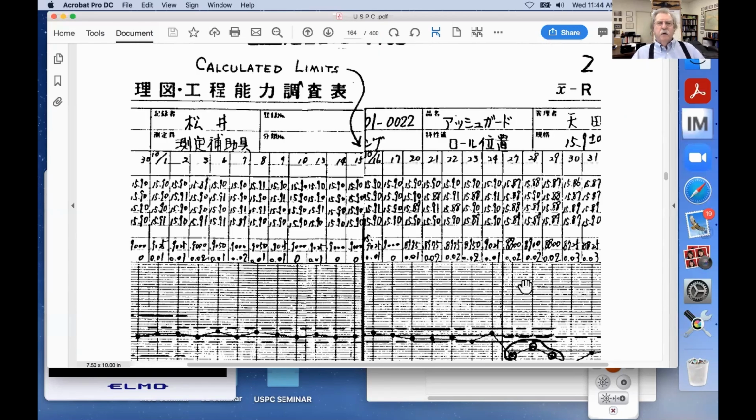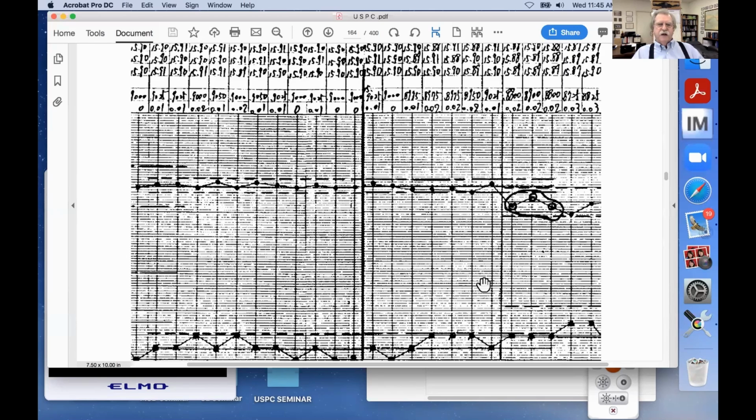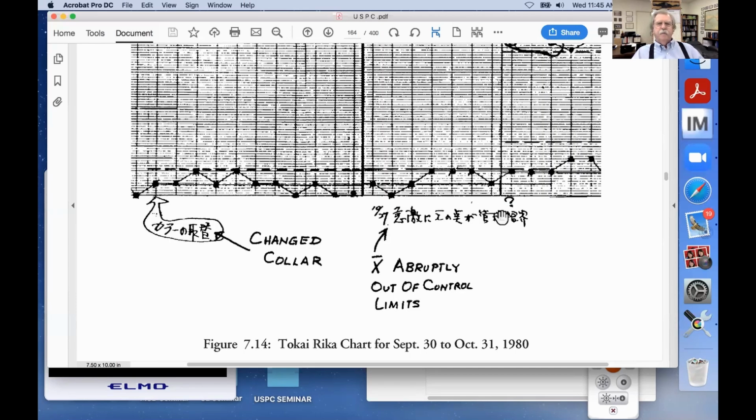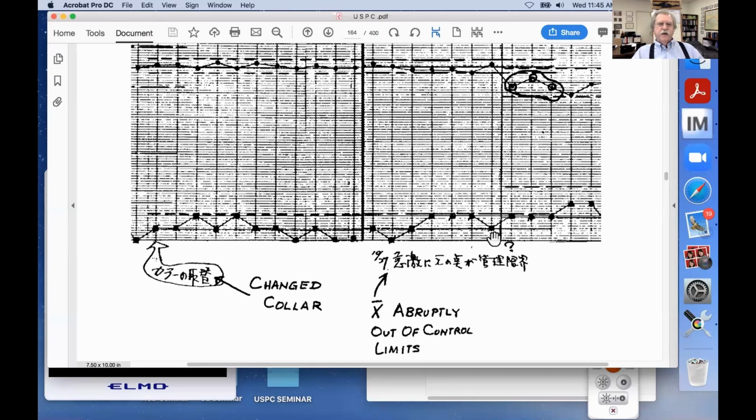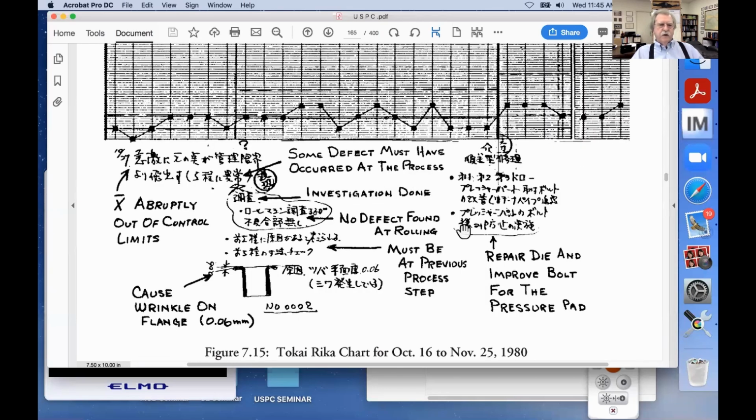Here on page 164, they run along, and then on the 27th of October, no long run this time, just bang, they're outside the limits. X bar suddenly out of limits. So they start digging. Some defect must have occurred to the process. Investigation done. No defect found at rolling. Must be at the previous step. Ah, here it is, wrinkle on the flange.